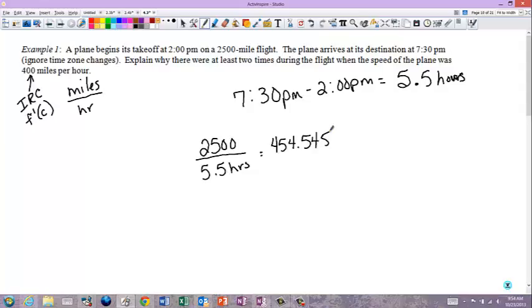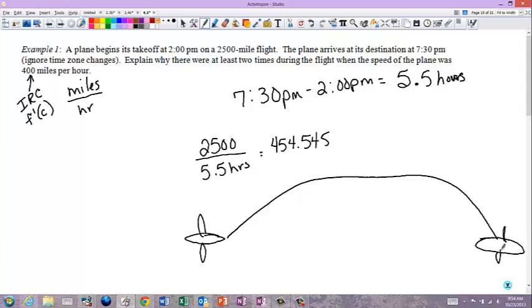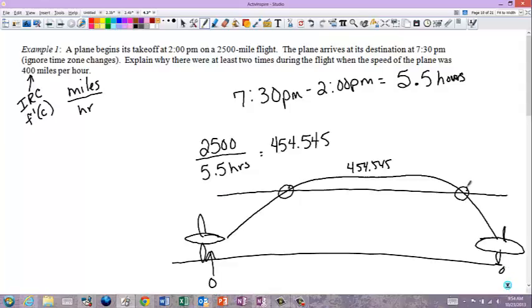Explain why there were at least 2 times during the flight when the speed of the plane was 400 miles an hour. Well, think about the plane. When he takes off, he flies and then he comes back down and he stops. His speed is 0 when he starts. And then he gets up to 454.545 somewhere, at least. And then he comes back down and he's 0. So what had to have happened at least 2 times? It had to start and stop at 0, so it had to pass through 450 twice.